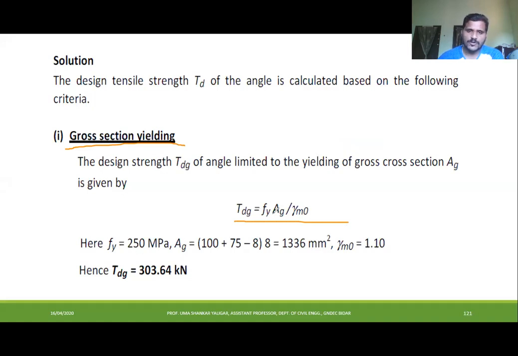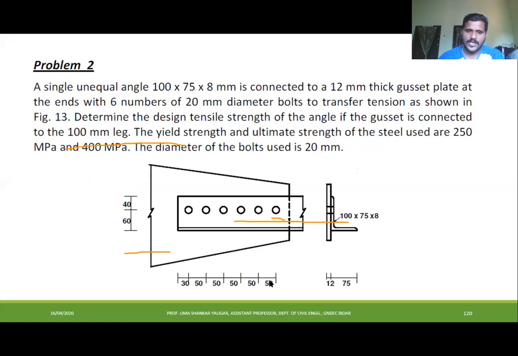Where Fy is the yield strength of the steel, which he has given in the question as 250 MPa, and Ag is the gross area of the angle section. Now, how can we calculate the gross area of the angle section? This side is 100 mm and this is 75 mm. If you want to calculate the area, one thing you can do is go directly to the steel table.